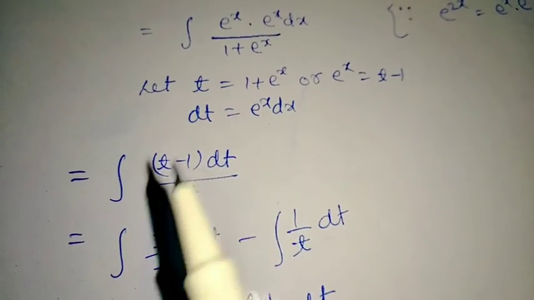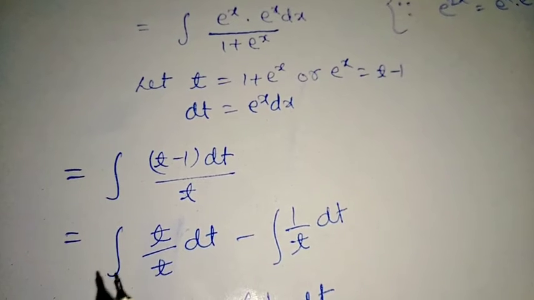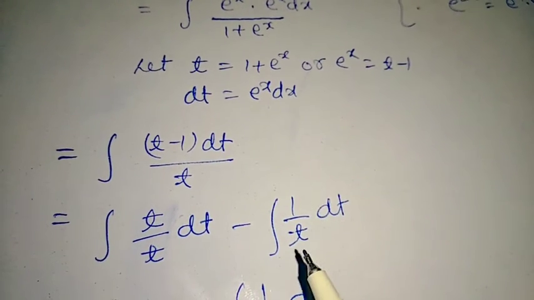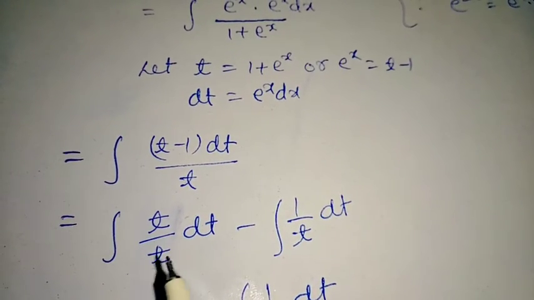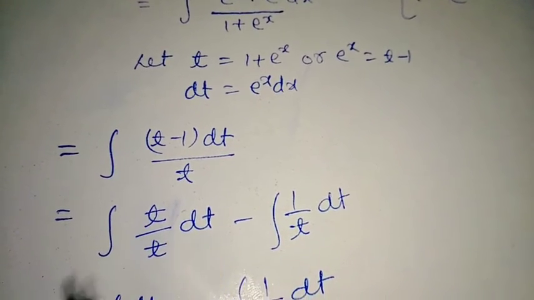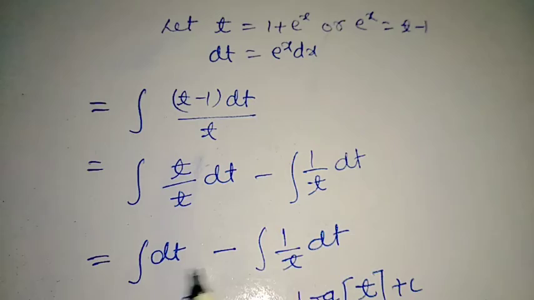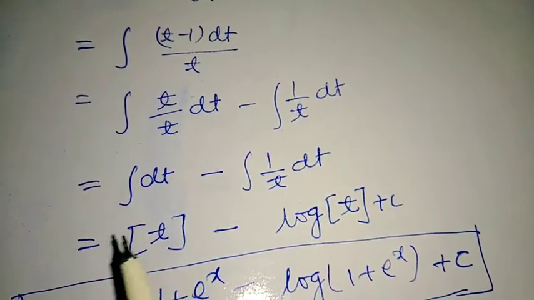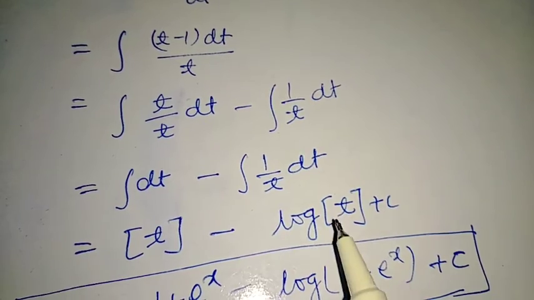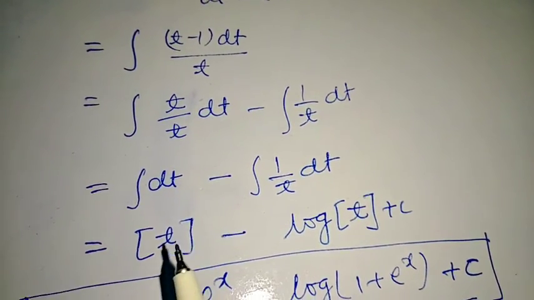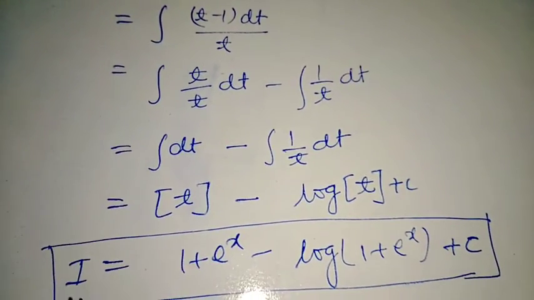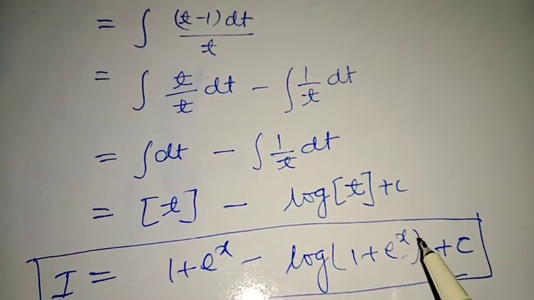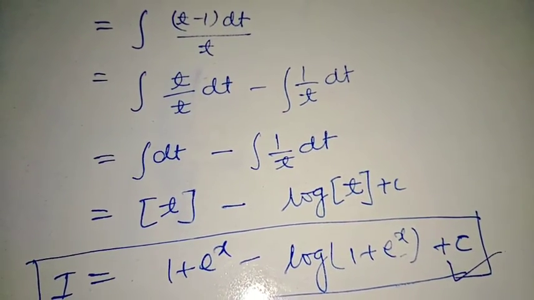So we can write this as integration of t upon t into dt minus integration of 1 upon t into dt. So this t and t will be cancelled out, so it will be integration of dt. You can see in the next step we have written this, and when we integrate both the terms, it will be t minus log of t plus c. So now we can put the value of t, so it will be I is equal to 1 plus e to the power x minus log of 1 plus e to the power x plus c. So this will be the answer.